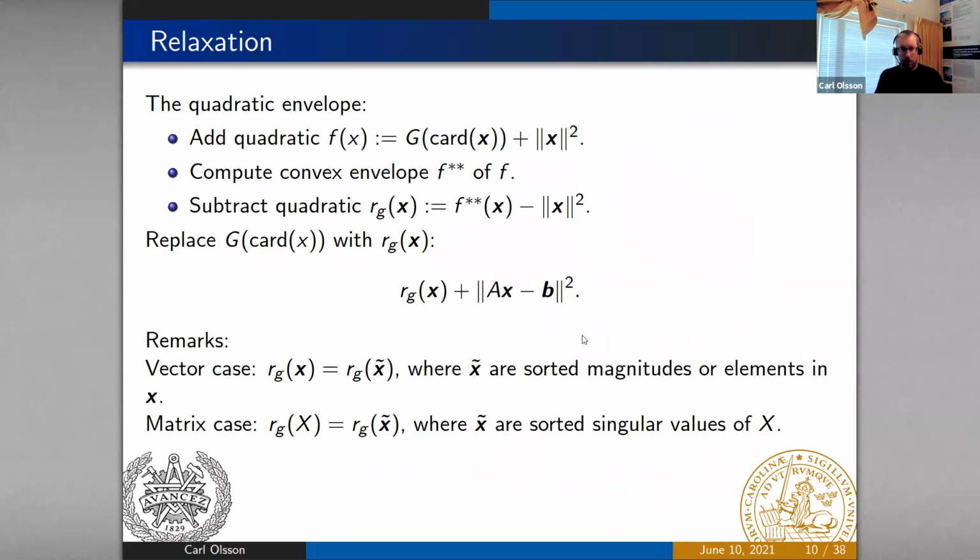All right, so what am I doing? This is a description of how I relax these problems. I take this regularizer, I add a quadratic term to it, and then I compute the convex envelope of this new function f. Then I take this convex envelope and subtract the quadratic once again. This is apparently called the quadratic envelope. Somebody informed me about this. It's an old name, so it's not due to me.